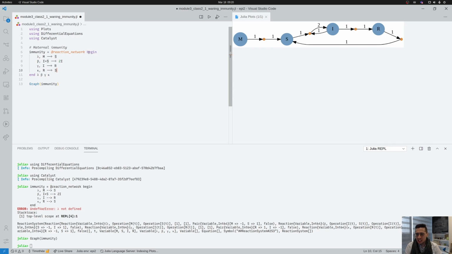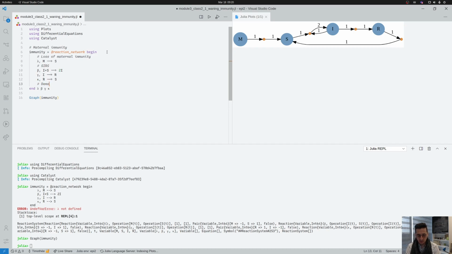Let's add some comments inside it. So this is loss of maternal immunity, and that is SIRS.